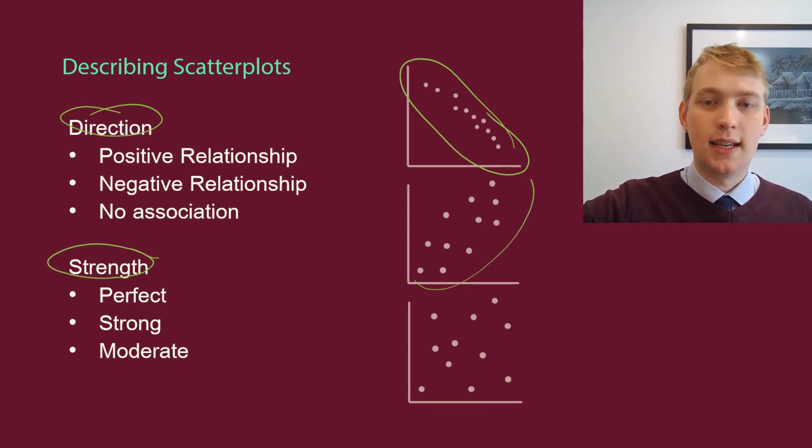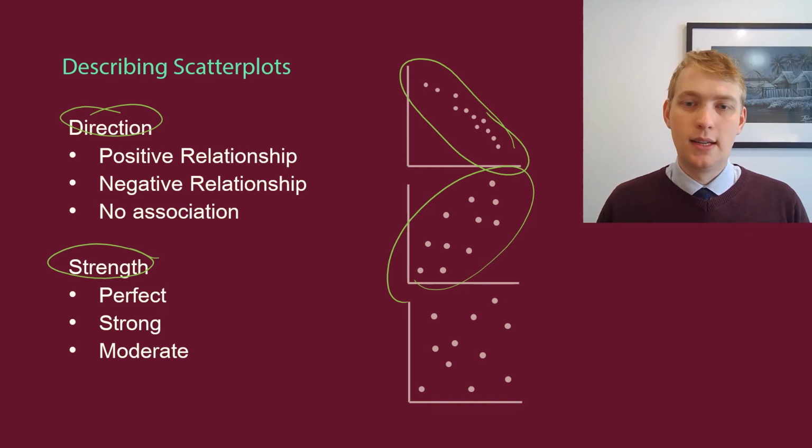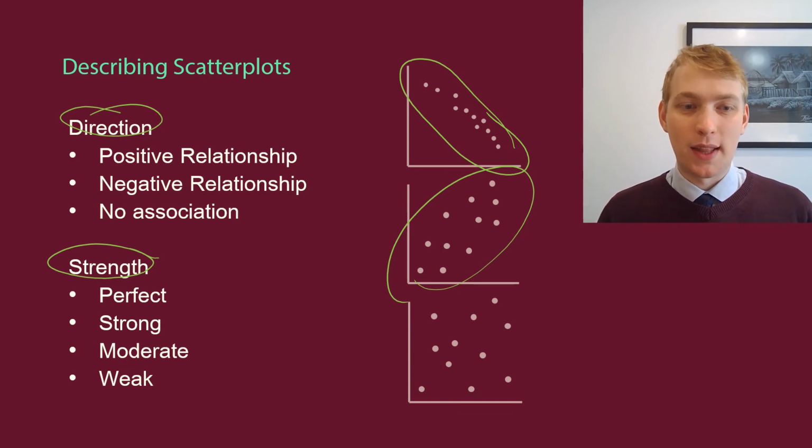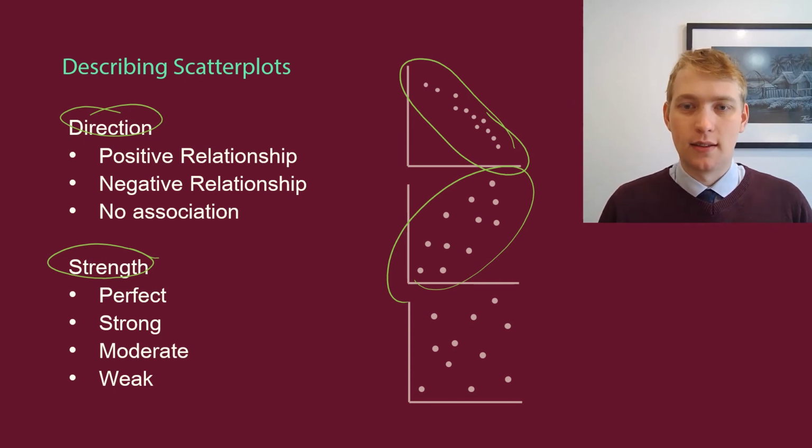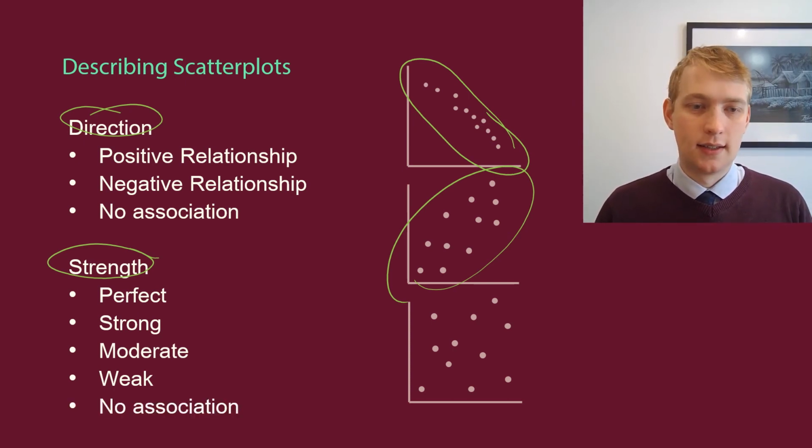The next one is moderate. They've spread out a bit more, but there's still some strength there. We could also have weak. The bottom one there has no real strength at all because there's no association between it. So if it doesn't have a direction, it's not going to be close to any line of best fit. Yeah, so no association.